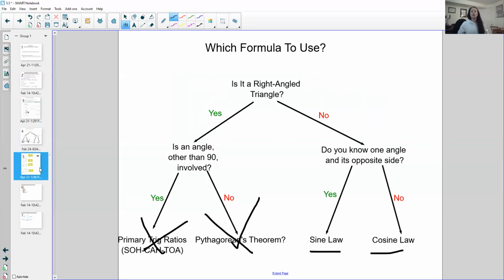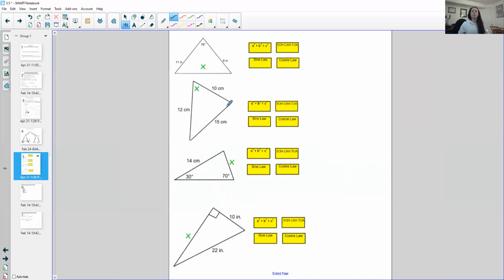Okay, so I've got four triangles here. I just want to see which formula you would use for each one. So pause the video for yourself, see if you can identify it, and then we'll go through the answers.